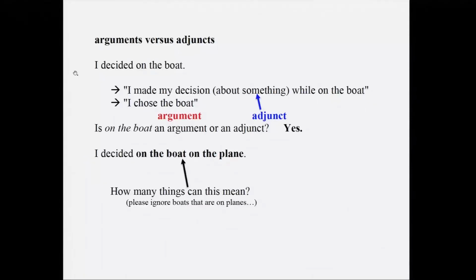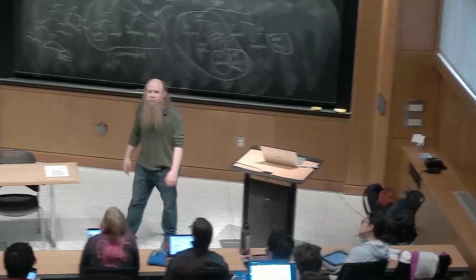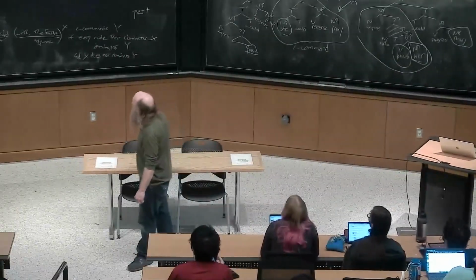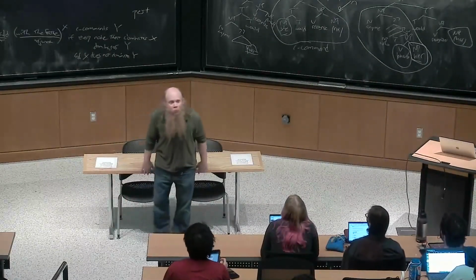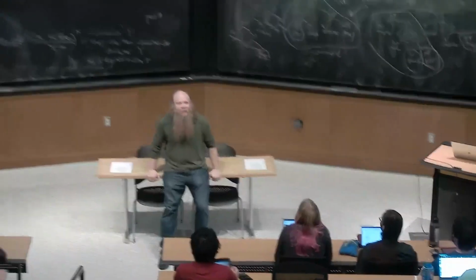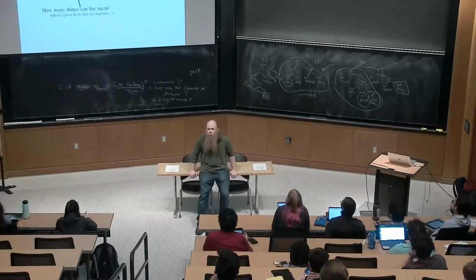Consider a sentence like, I decided on the boat on the plane. Please, while you're considering the sentence, do not think about cases where boats are on planes or planes are on boats. There are planes that are also boats. I've been teaching this class to MIT undergrads for a while. I know the kinds of moves that you are thinking about, even now.